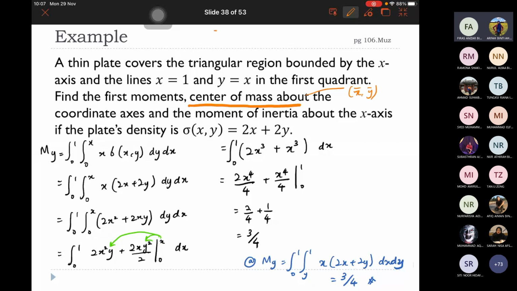So kalau awak tengok, X bar akan sama dengan MY divided by M. And then Y bar akan sama dengan MX divided by M. M adalah mass. So macam mana nak dapatkan dia punya mass? Tengok dekat formula. Ni cuba kira mass and then give me the answer. What will you have for the value of mass?